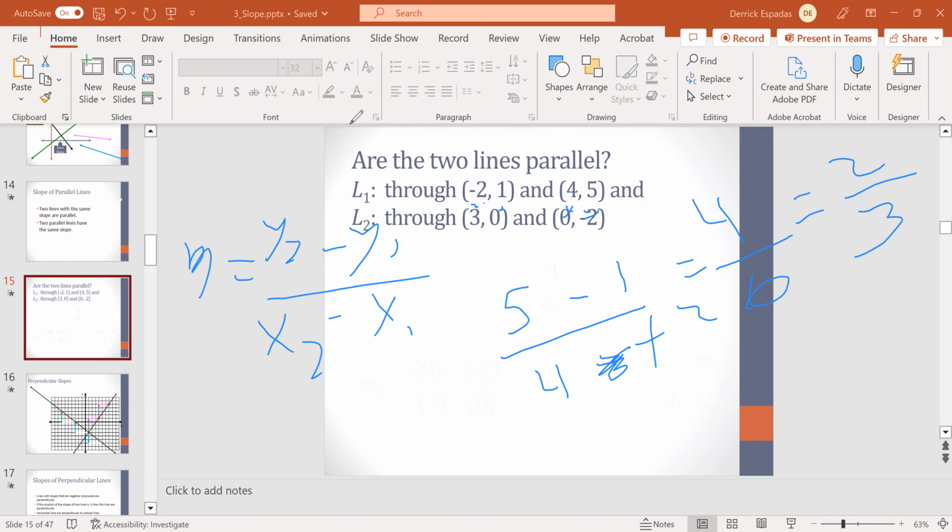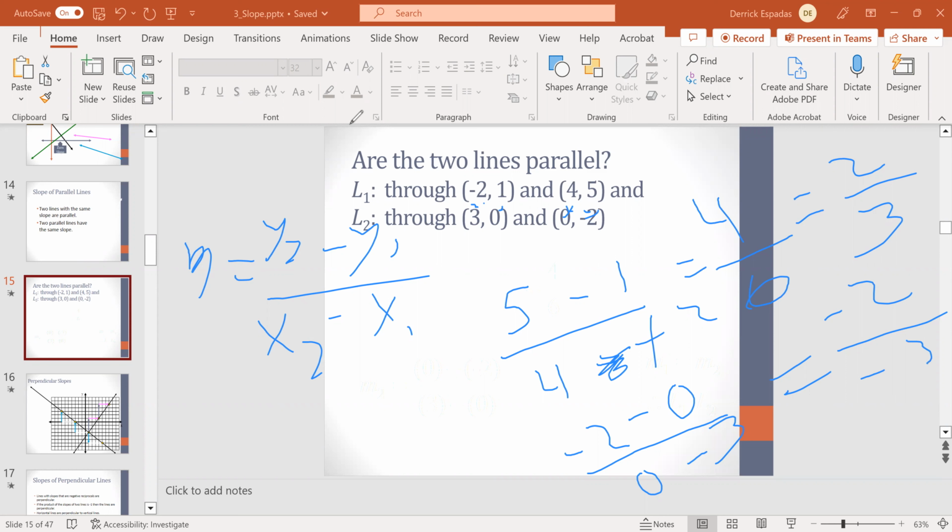So let's try that out. We're just going to set this up. So y2, which is -2, minus y1 over x2, which is 0, minus x1. So -2 minus 0 is going to be -2. And then 0 minus 3 is going to be -3.